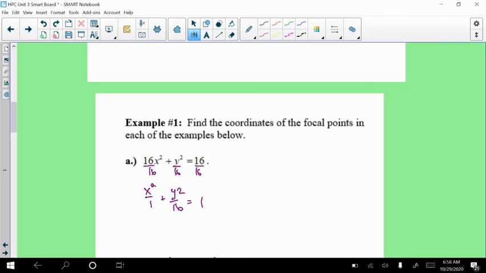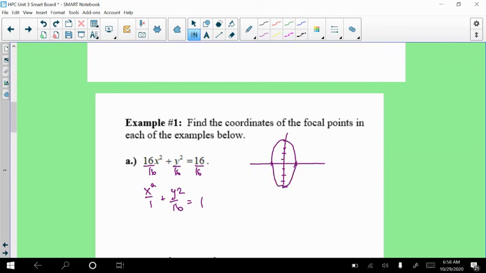So I know that this is my a squared, this is my b squared, and if I were to sketch this out, I know it's going to be more in the y direction than the x. So I would go 4 in the y, because the square root of 16 is 4. I'm going to go 1 in the x. So here's my ellipse.